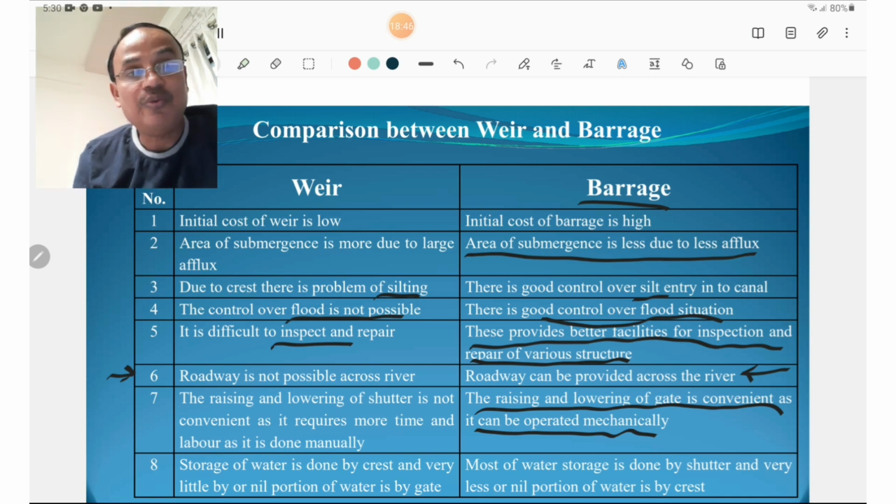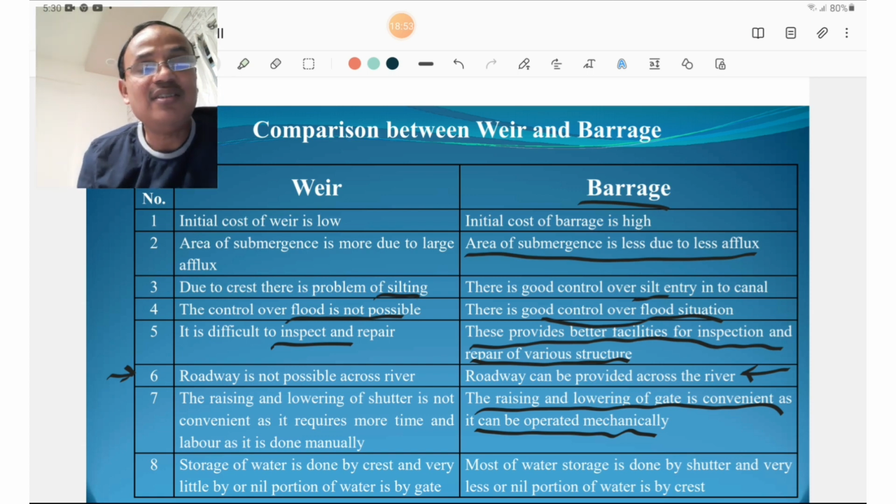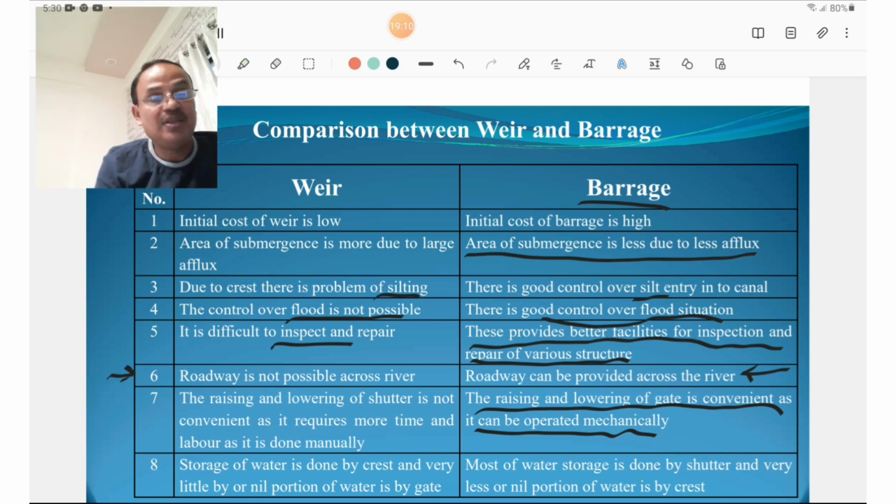So weirs are less important as compared to barrages. The storage of water is done by the crest, and very little or nil portion of the water is by the gate. Most of the water storage is done by the shutter in the case of barrages, and very little or nil portion of the water is by the crest.